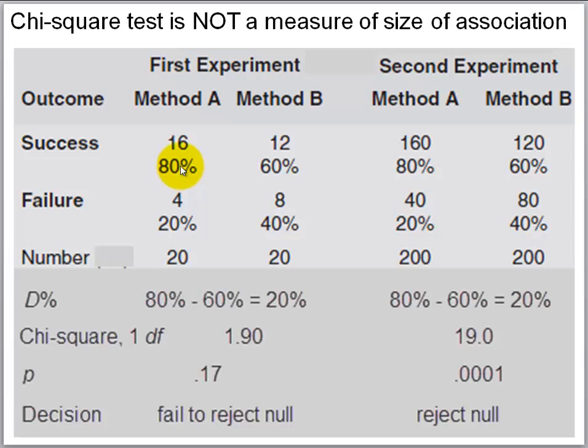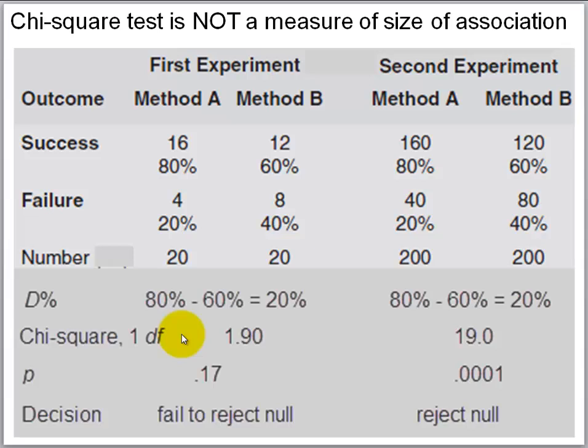So in the first experiment we see that 16 of 20, which is to say 80% of method A cases experience success versus 12 of 20, or 60% of method B cases. So the difference in percentages here, our measure of size of association, computes to 20%. So here our percentages are identical. In the second experiment it's also the case that 80% in A versus 60% in B experience a successful outcome. I mean, it's 160 of 200 in A and 120 of 200 in B. But the size of association in this second experiment, as measured by difference in percentages, is exactly the same as in the first experiment. The difference in percentages computes to 20%.